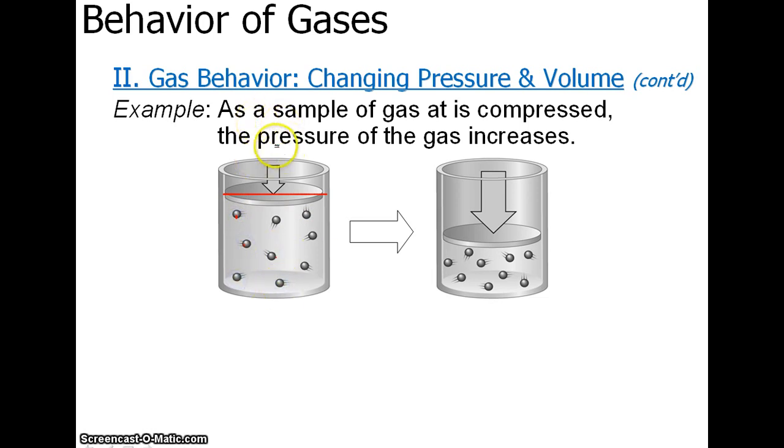But what we're going to do is we are going to decrease the volume of the container. So as the volume is decreased, the amount of space that is left for these molecules to move around in is much less. So they are much more likely to run into each other and to run into the walls of the container. So if there are more collisions with the wall of the container, such as you see with these molecules here, that means what you're going to have is an increase in pressure for this gas.